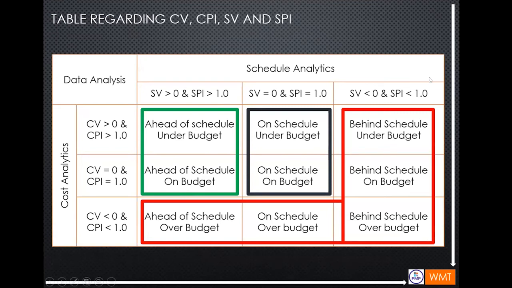So this is a summary table regarding the cost variance and the schedule variance. Here is the schedule variance, here is the cost variance. Normally, as project managers, you have to aim for the green box. And if you just want to be okay, this box. The worst scenario for the project manager is this red box. But normally, we always get this red box.